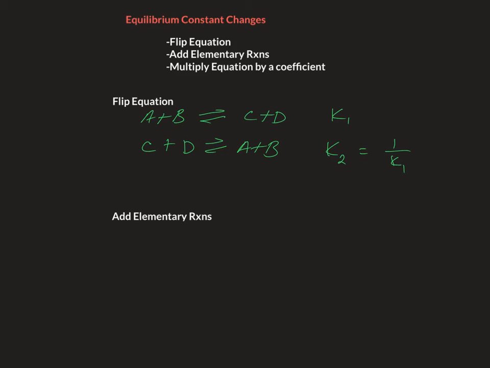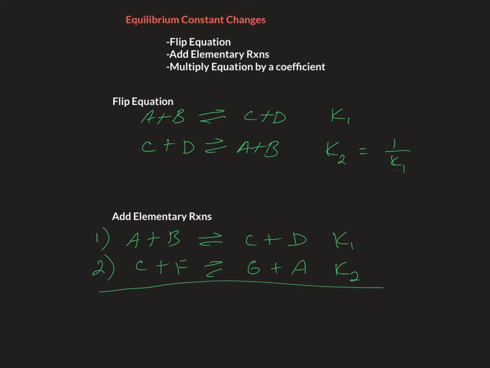Now, if you're adding up elementary reactions. So let's say we have two elementary reactions. The first one, A plus B goes to C plus D. Again, it has a K sub 1 as its equilibrium constant. In the second elementary reaction, we have C plus F goes to G plus A. And this is going to be K sub 2.